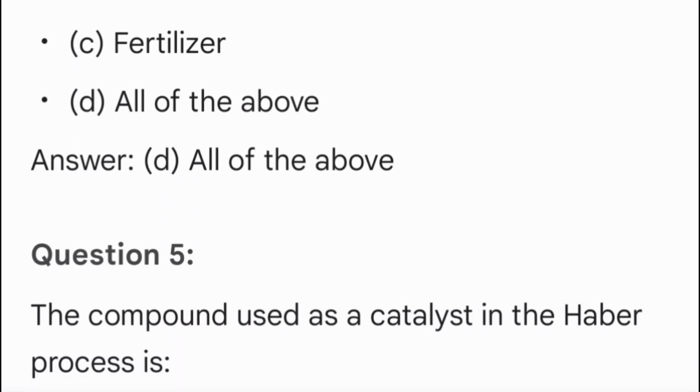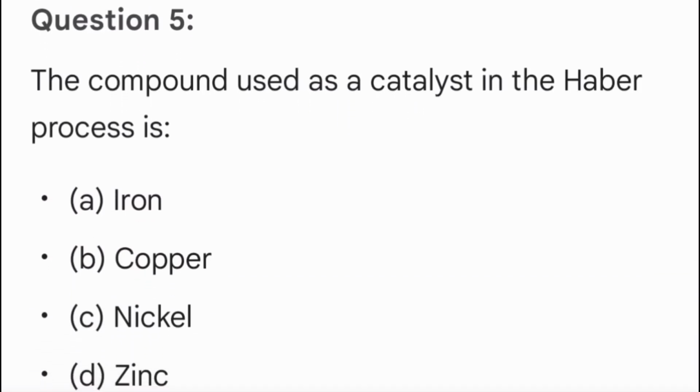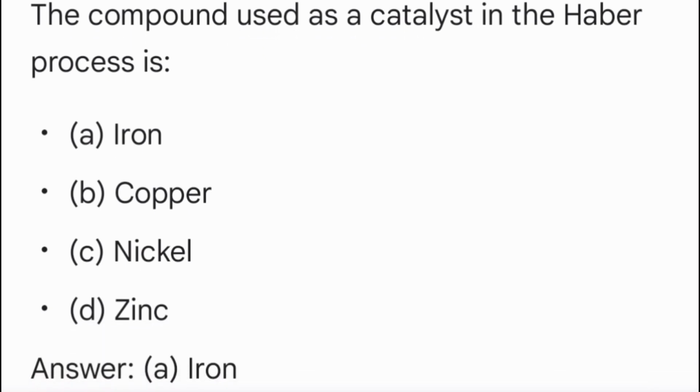Question 5. The compound used as a catalyst in the Haber process is A. Iron. B. Copper. C. Nickel. D. Zinc. Answer. A. Iron.